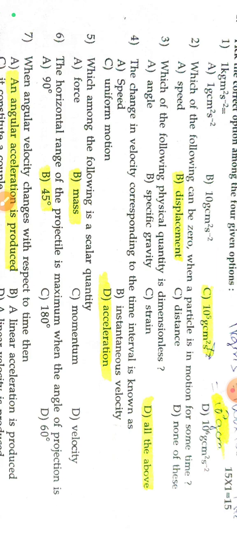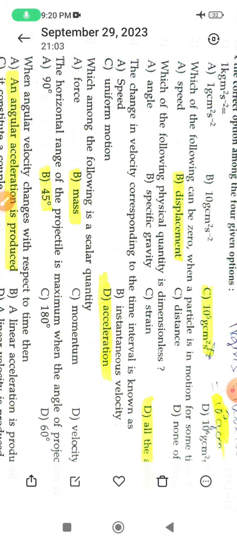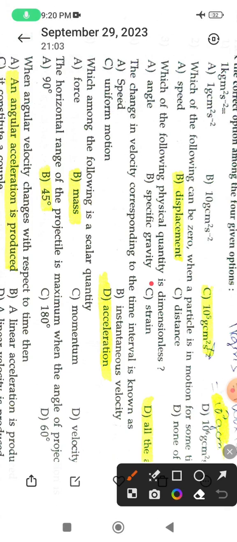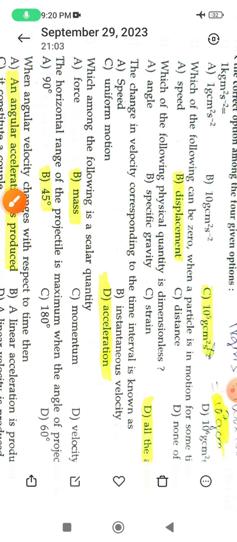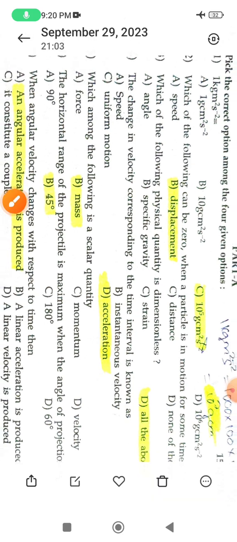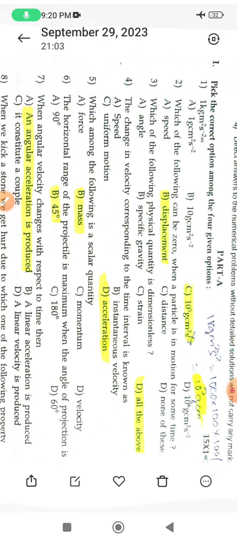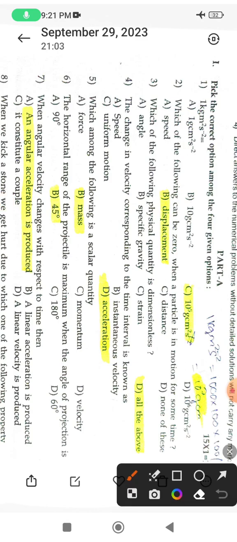Now see, we know what acceleration is. Acceleration means change in velocity divided by change in time. This will give acceleration. Similarly here, the change in velocity corresponding to the time interval is known as acceleration, not speed. Distance divided by time is speed. Not instantaneous velocity, not uniform motion. So that's why option D is the right answer here, right?